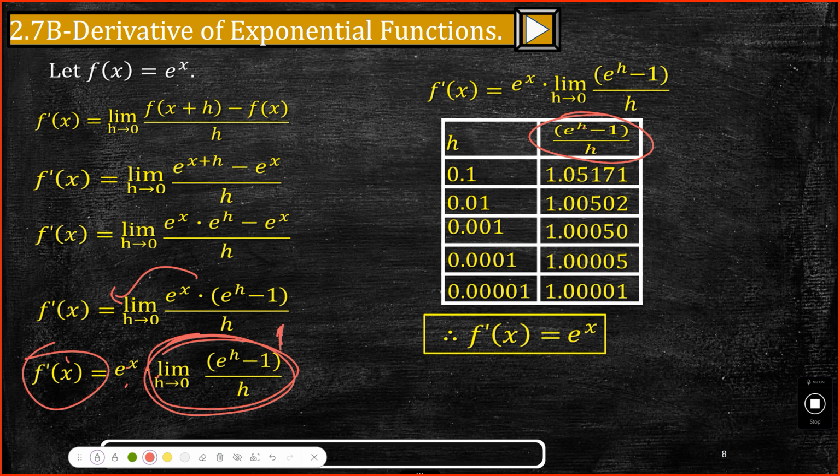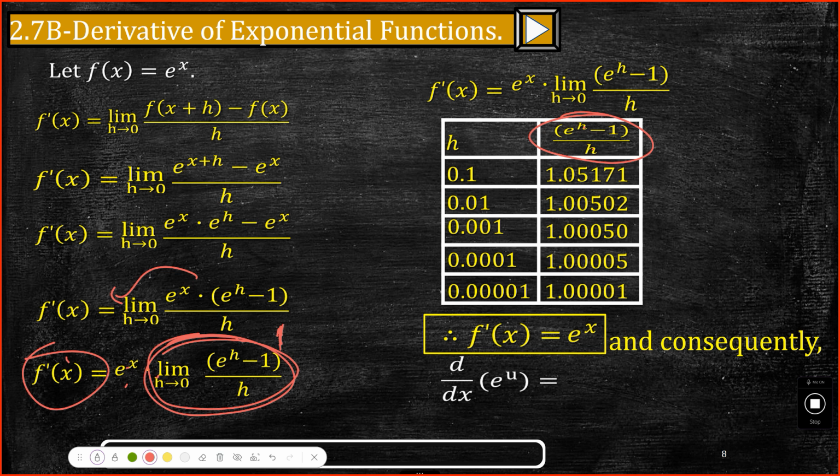So the answer is itself. So the function e to the x is changing according to, it's just itself, to whatever the output is.